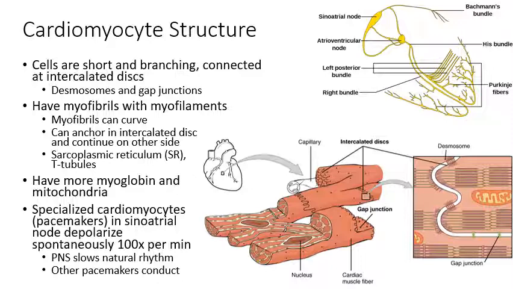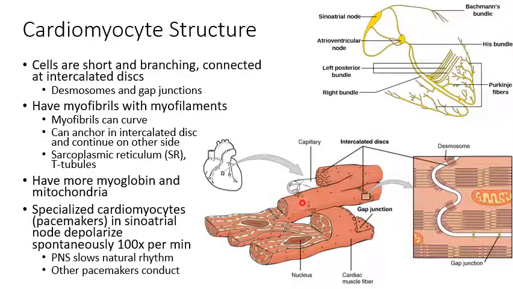Next we'll talk about cardiomyocytes, which are pretty specialized cells. Their structure is different from regular skeletal muscle cells. They're much shorter than skeletal muscle cells, and they also branch, and they're connected to each other with these structures called intercalated discs. At the intercalated discs you have desmosomes and gap junctions connecting two cardiomyocytes together. Desmosomes are providing strength, and gap junctions are allowing the cells to communicate.